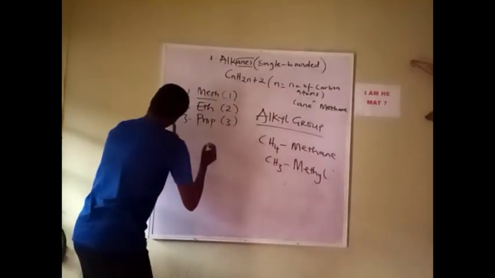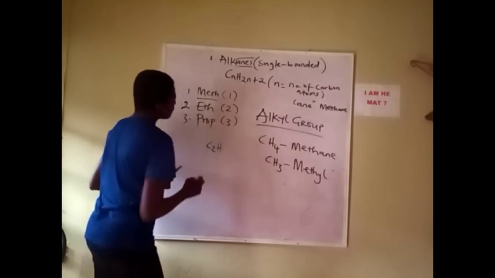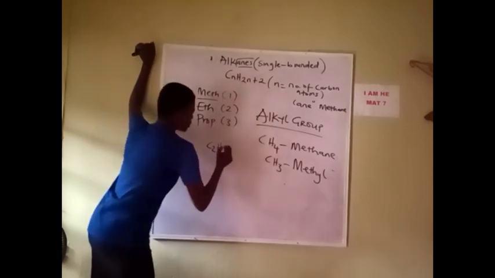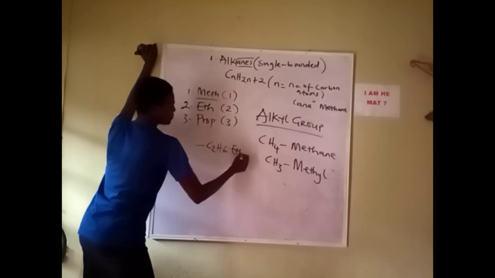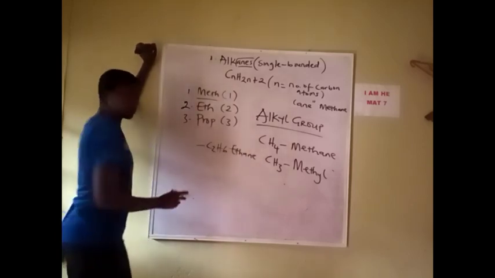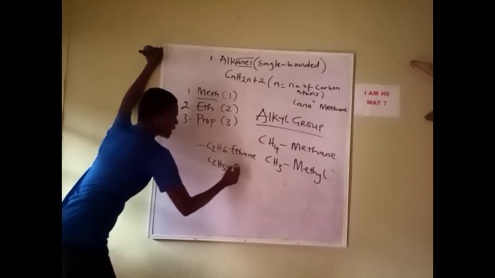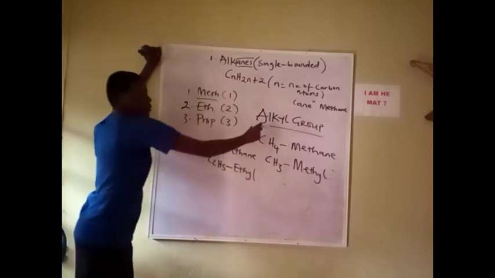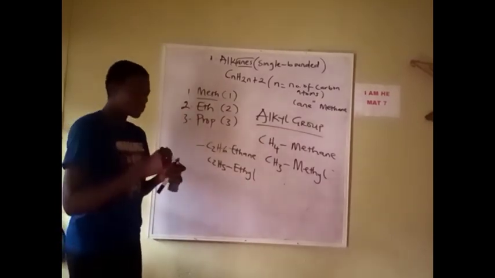I think ethane should be C2H, let me see, C2H6. Okay, so this is what ethane. If I remove one hydrogen from this ethane, it becomes what? C2H5, and that will become what? An ethyl group. Do you understand it? So this is what the alkyl group represents. So let me just attach it to one question here on the board.